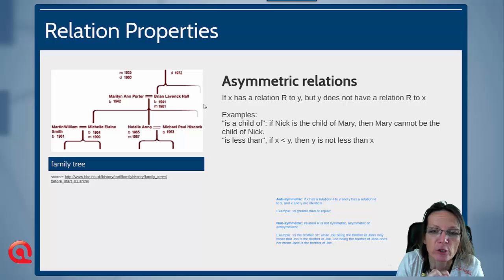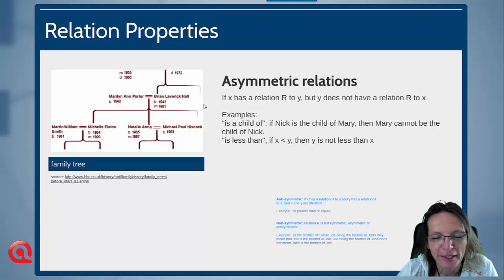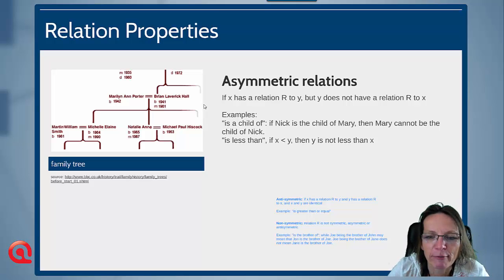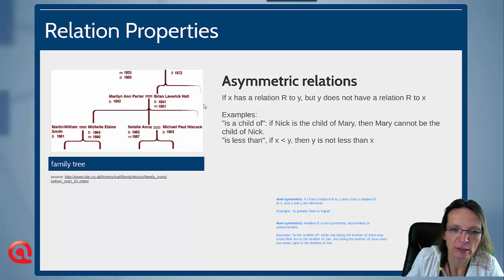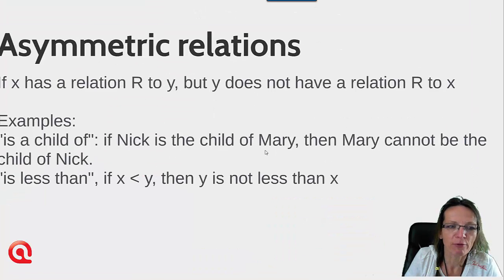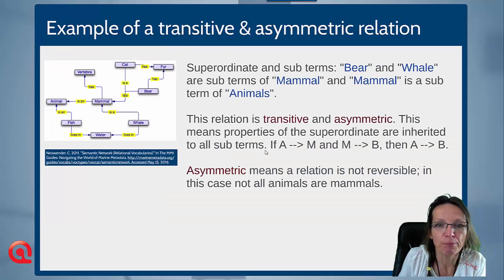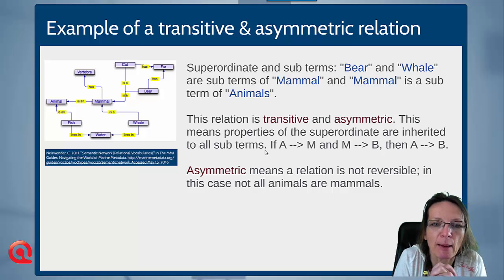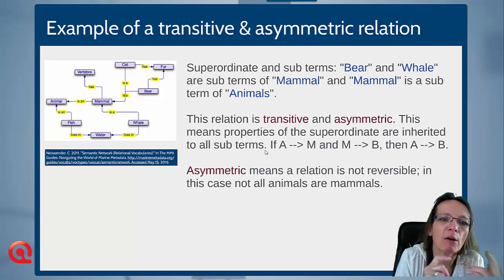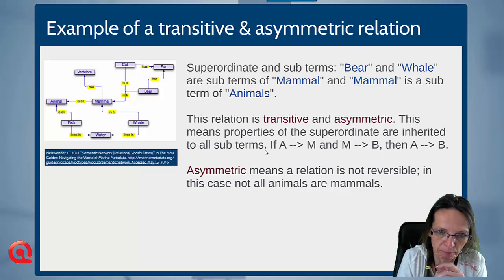It may already look complicated, but it's even more complicated than that. And in addition to that, we have anti-symmetric and non-symmetric relations. Again, that's in blue there. If you're interested in it, you can look at it in your own time. But you see, we have all kinds of properties, and on top of that, we have combinations of these properties. So here we have this example of a relation being transitive and asymmetric, going back to our first example with the bear and the whale and the mammal and the animals.